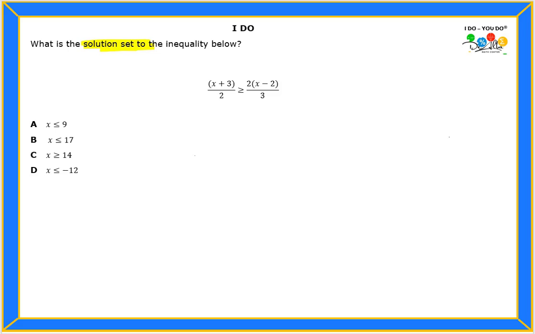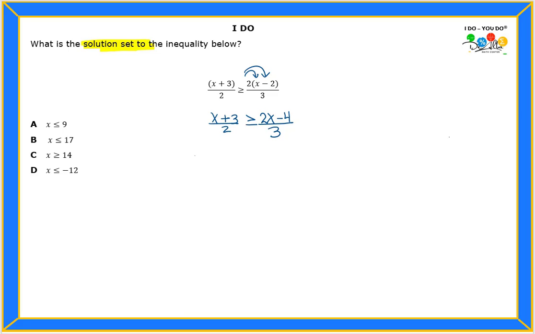Before we do that, I've noticed that there's some parentheses, especially on the right side, and it's multiplied 2 times the parentheses. So what if we get rid of the parentheses first, okay? I'm going to write it down again. So I have x plus 3 over 2 greater than or equal to, and then I'm going to use the distributive property to multiply, and that will give me 2x minus 4 over 3, right?